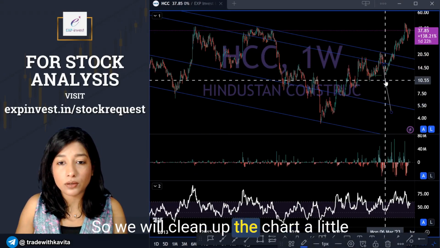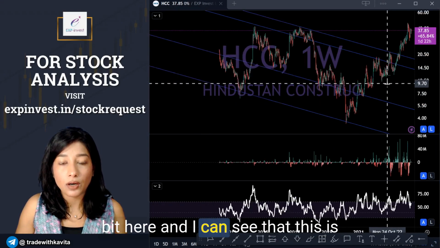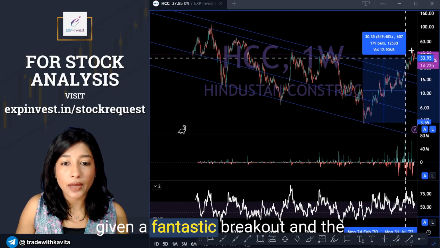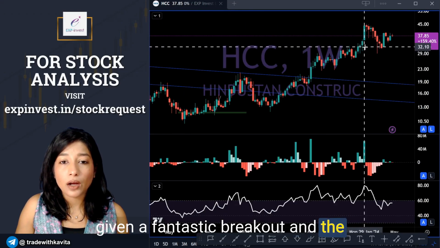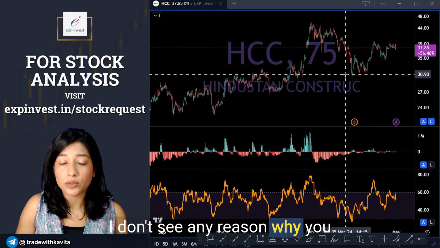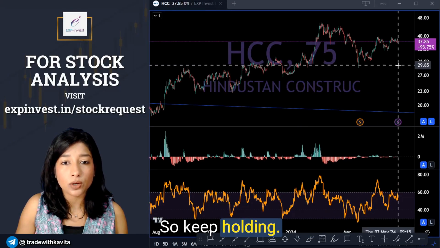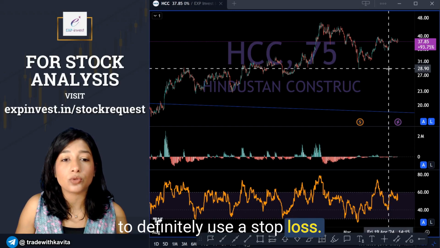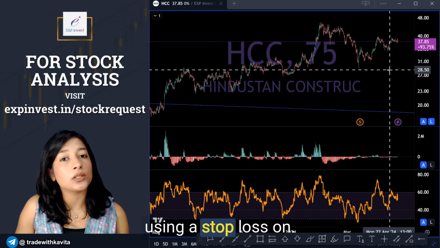So we will clean up the chart a little bit here, and I can see that this is a super cyclical stock, and it has given a fantastic breakout, and the underlying rally is quite strong. I don't see any reason why you should give up on the stock, so keep holding. Definitely, I would, however, suggest you use a stop loss. Nothing is worth not using a stop loss on.